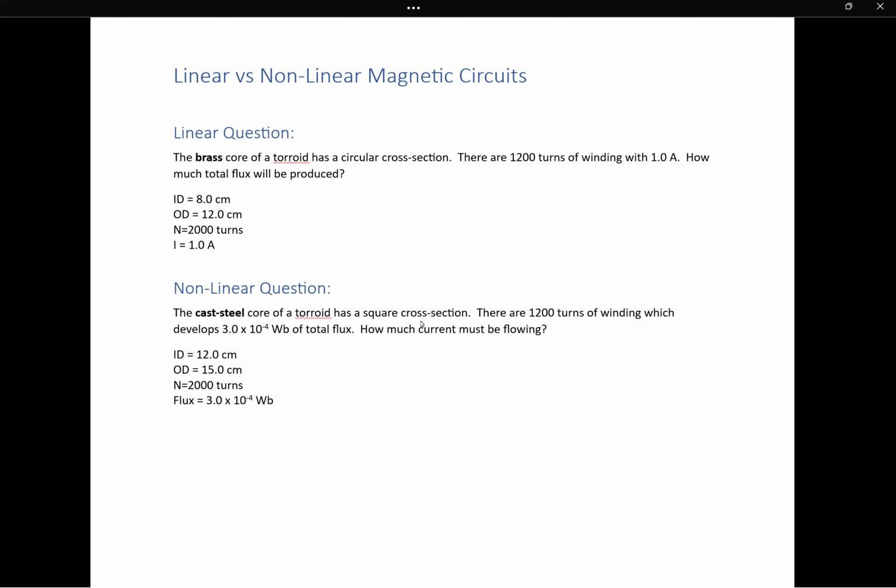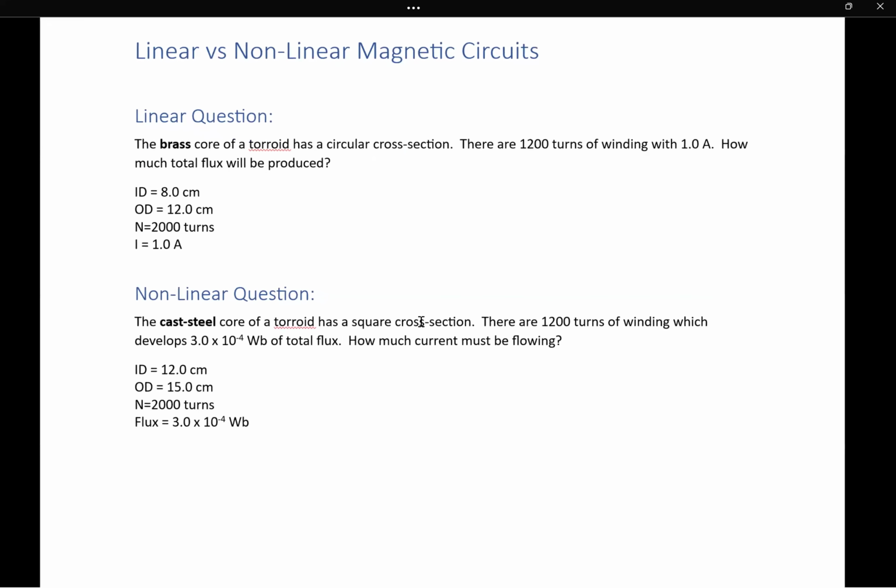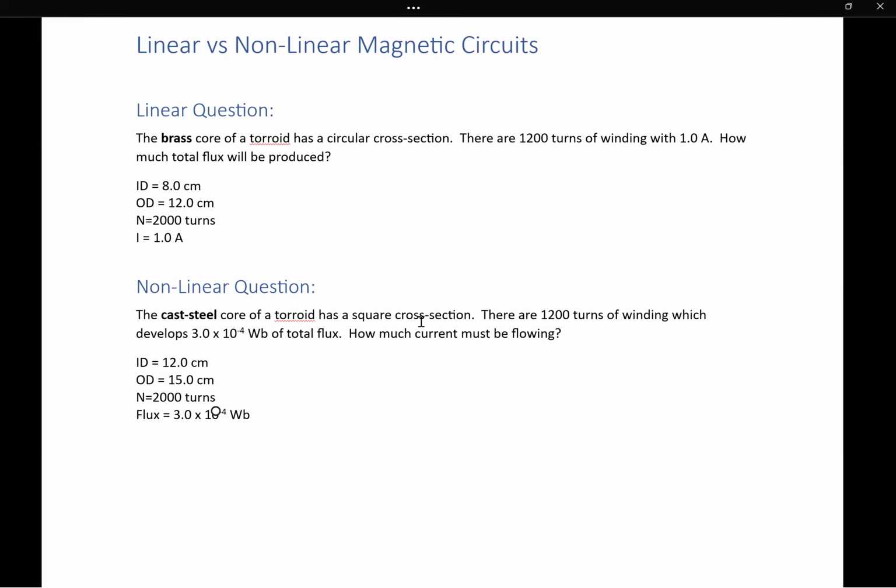Let's look at two questions. One is a linear magnetic circuit question. One is a nonlinear magnetic circuit question. First, we have to identify what's going on here. What is a linear question? What is a nonlinear question?